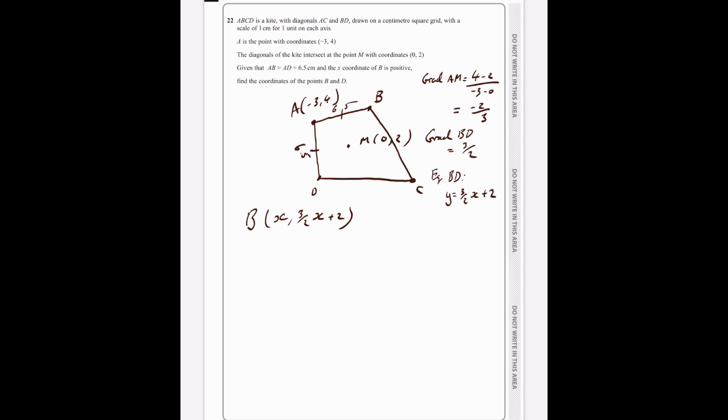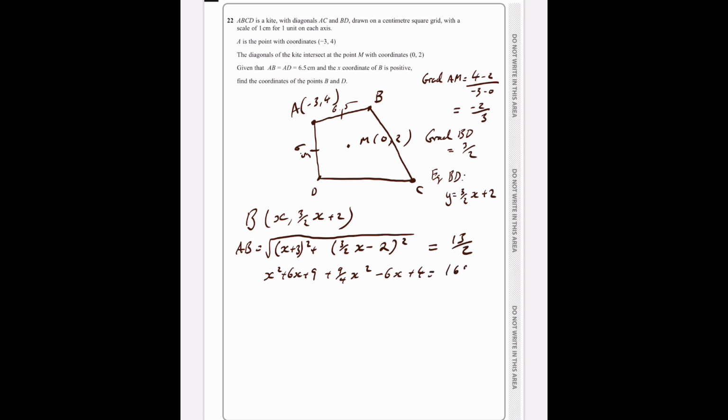Now the point B, we know sits on that line, so I'm going to give it an x coordinate of x and a y coordinate of 3 over 2 x plus 2. I know that because it sits on the line y equals 3 over 2 x plus 2. We know that the distance from the point A to the point B is 6.5 or 13 over 2. And so if I use the formula for finding the distance between 2 points, and we know what A is, and use my x and 3 over 2 x plus 2 for B, it allows us to construct an equation.